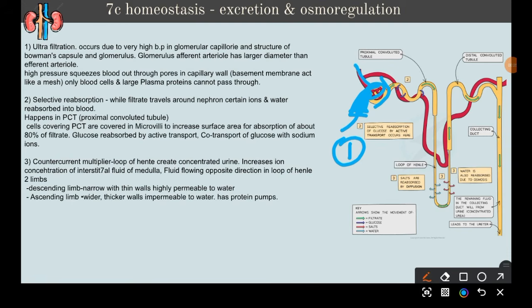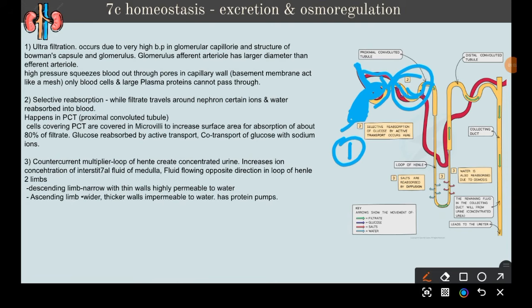So there is a very high blood pressure in the glomerulus, which is those little arterioles, because the afferent, the one that's coming in, is so much bigger than the efferent, which is going out of here. Okay, this forces all the small molecules out, but keeps the larger molecules like plasma proteins and the actual blood molecules. Okay, and then we have the selective reabsorption, which happens in the PCT, or proximal convoluted tubule, which is here.